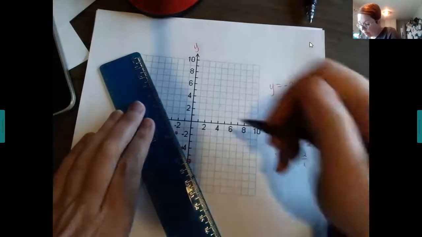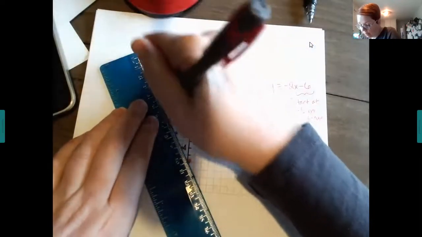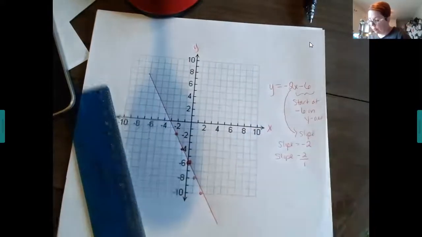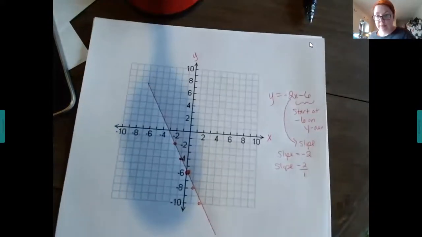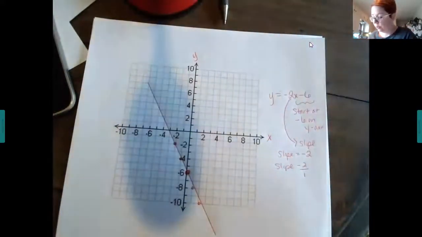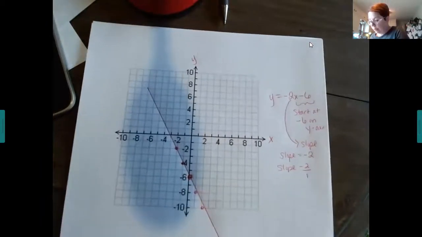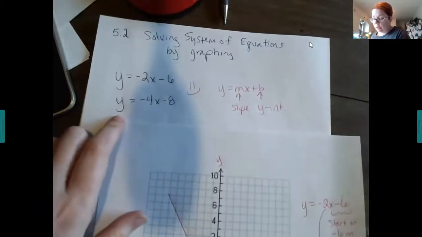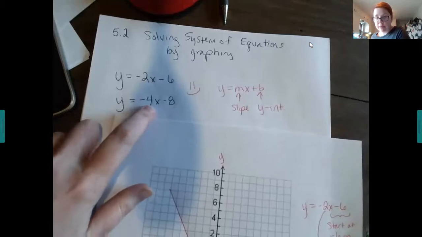Now, your questions for graphing are on Newton, and they have graphs here. You don't have to do it by hand. But I'm going to do this first one by hand for you. Okay. The second equation is y equals negative 4x minus 8.